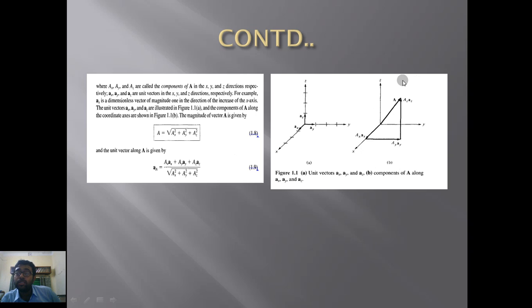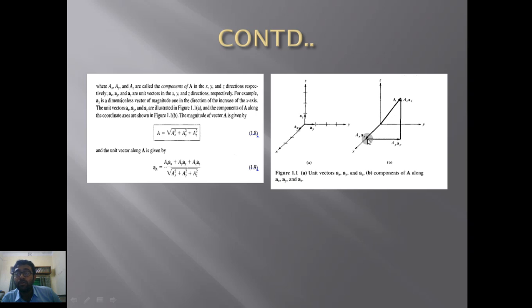And if I am talking about this vector A, it has three different components. How? This is along the y-axis. This is the value a suffix x along the x-axis. This is capital A suffix x into small a suffix x. Small a suffix x describes the unit vector, and capital A suffix x describes the magnitude.